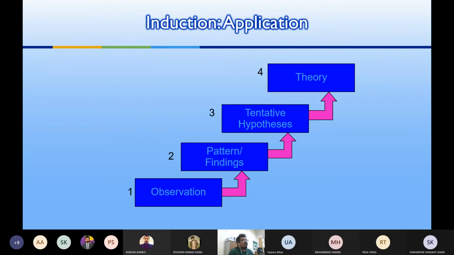Advantages of induction, in which again we're talking about going from observation to making a theory. So, theory building. Yes, Rida.